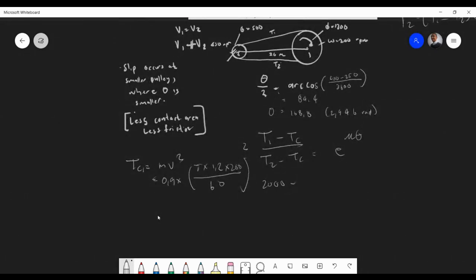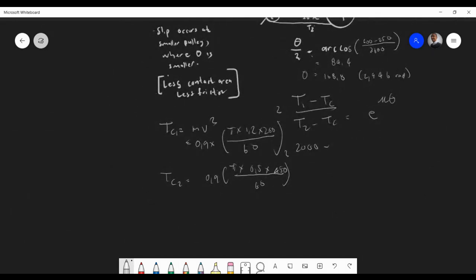And then we need Tc2, which is also 0.9, pi times 0.5, times let's say it spins at 450. The smaller one should spin faster, divided by 60, squared. Well, I think that's what I would have done. It looks a bit strange what they did. Anyway, let's see what we get here, guys.